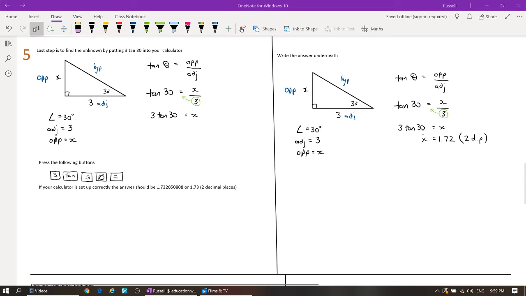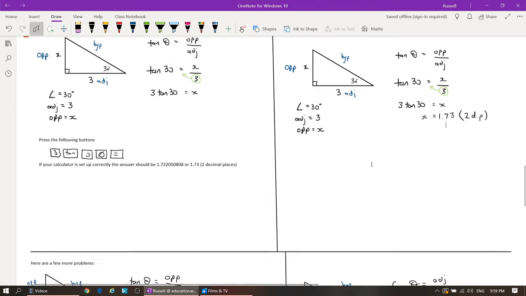So over here I've written that down, and I've rounded it incorrectly, I might add. Let me fix that up. 1.73 to 2 decimal places. And we're done with our problem. So that's what a fully laid out answer would look like.